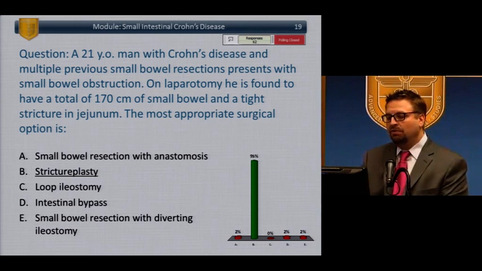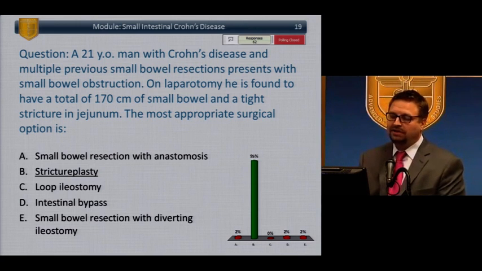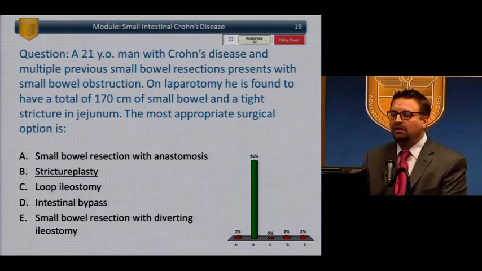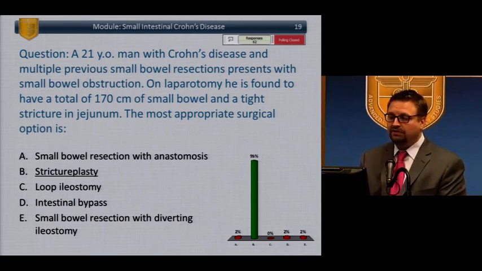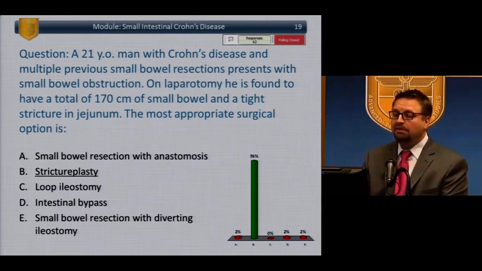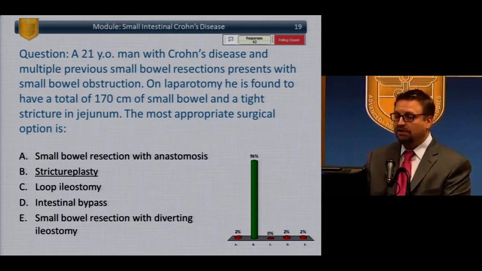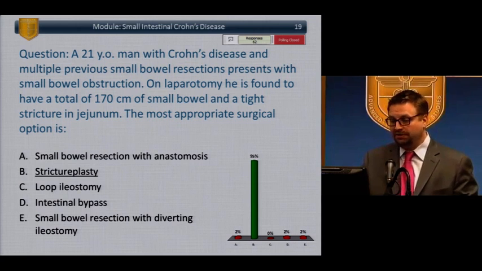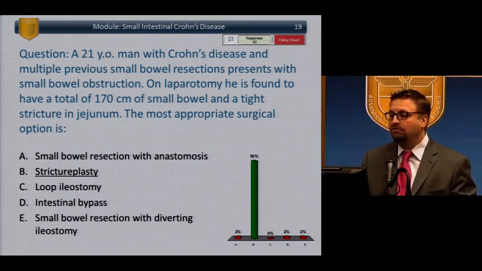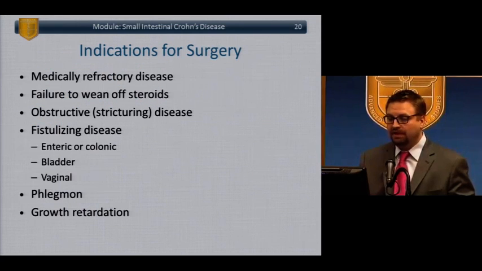It's always important when making treatment decisions to consider what if this patient requires multiple operations, and you have to employ bowel-preserving strategies. So strictureplasty is going to be a common bowel-preserving strategy. This patient is already on the borderline of short bowel syndrome. He has only 170 centimeters, and so for sure you would like to avoid further resection if possible.